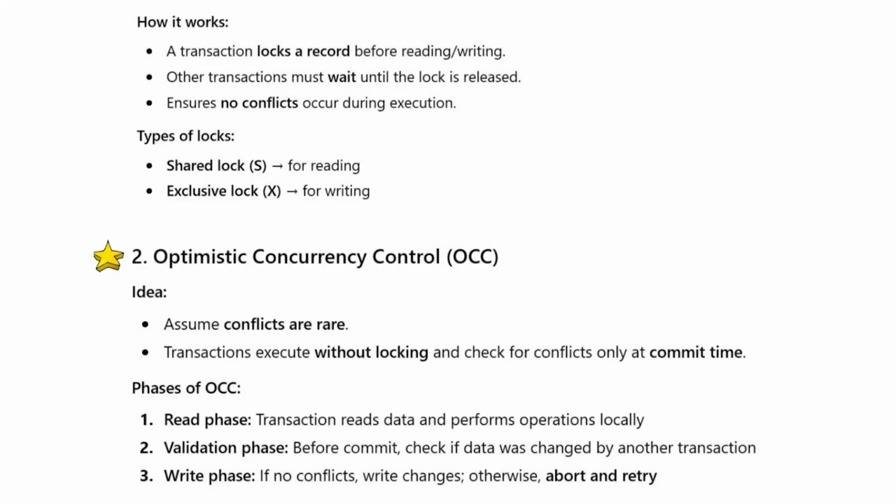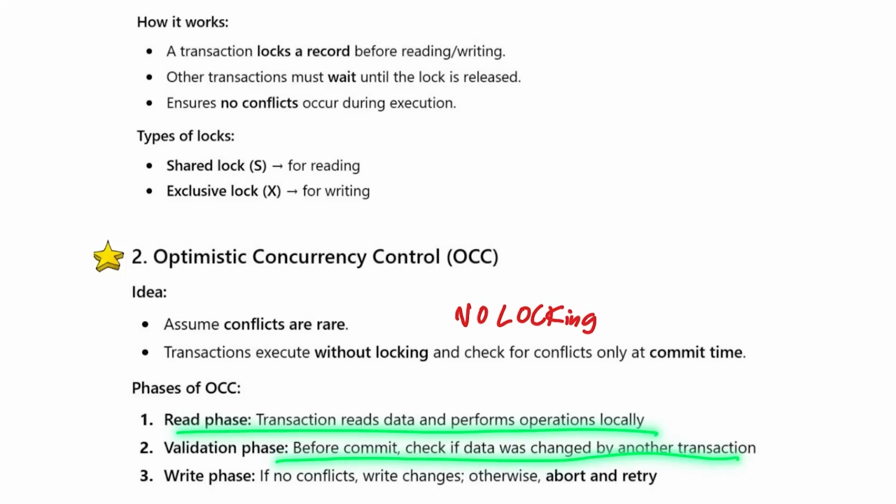The process involves 3 steps: read, validate before commit, and then commit. And if there's any conflict, we retry. If not, it proceeds. The approach is lighter than pessimistic locking and also more efficient in terms of database usage.